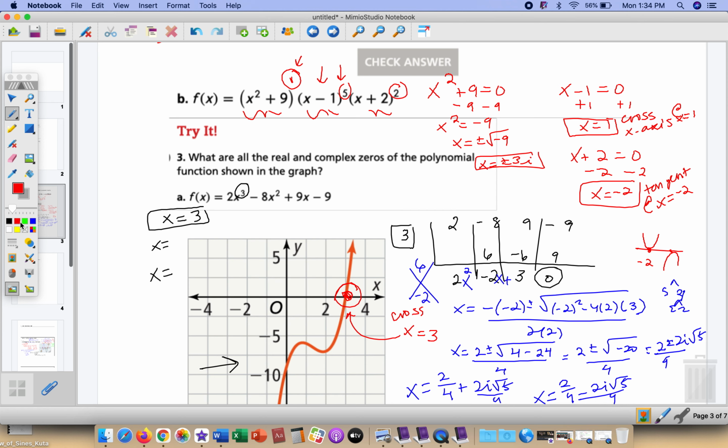So I'm going to write those up here on the left, and I'm going to simplify. So 2 fourths is 1/2. The 2 and the 4 can simplify, so we have plus i root 5 over 2. And the other one we also have 1/2 minus i root 5 over 2. So we have those three values. We cross at x is 3, and we have two complex values.